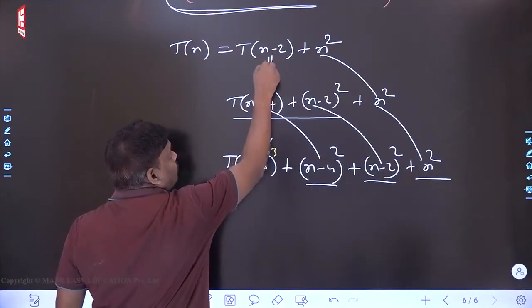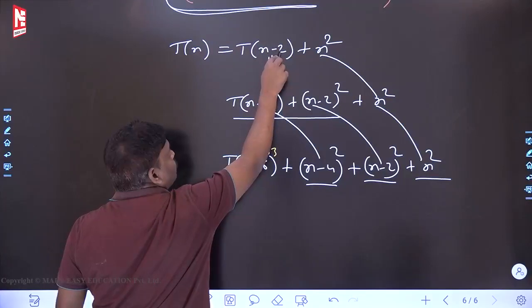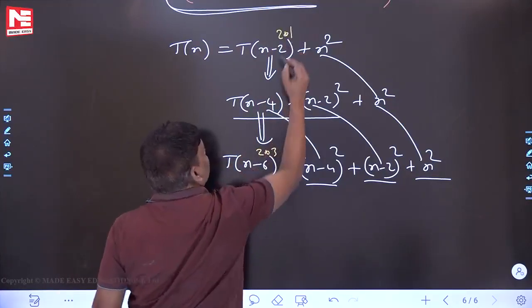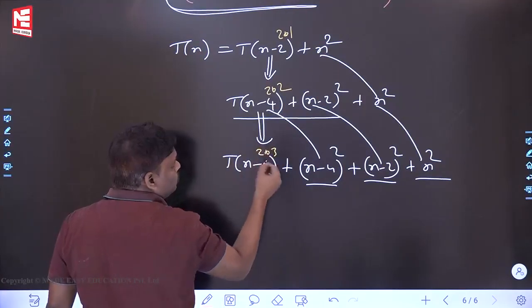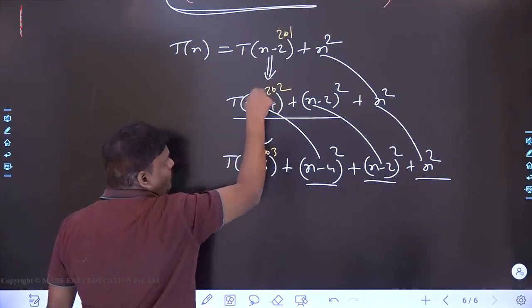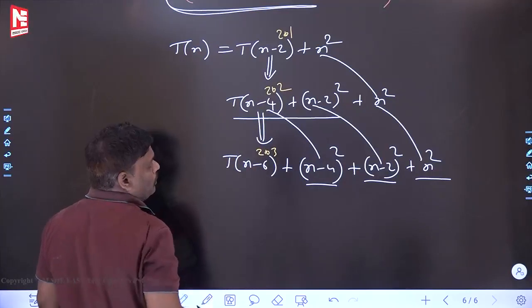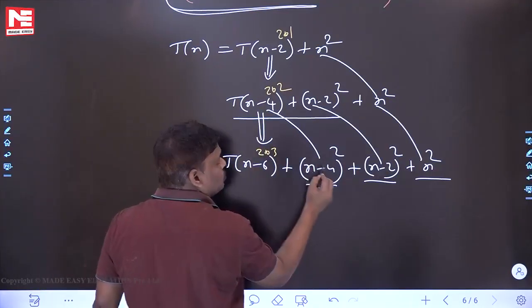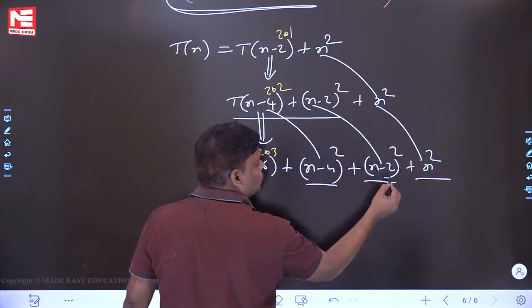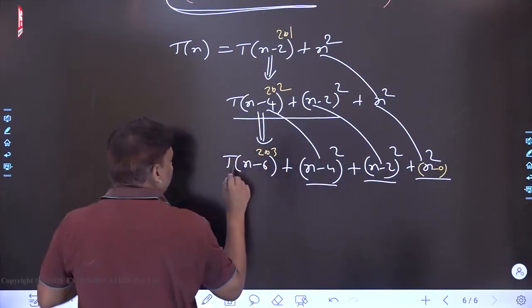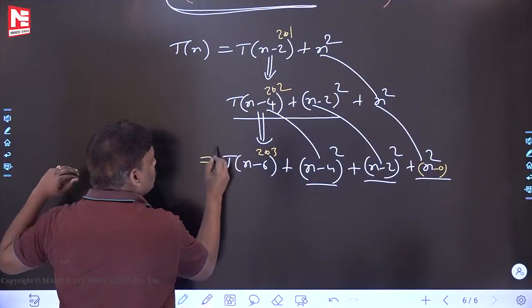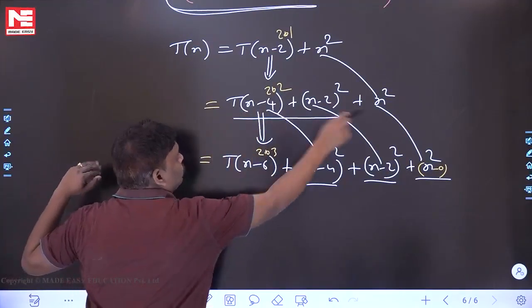You only say every time 2 is subtracting, right? First time 2 subtracted, 2 into 1. Second time, 1 more 2 subtracted, 2 into 2. Third time, 1 more 2 subtracted, 2 into 3. Because every time you subtract 2, the double will come. If it is 6, minus 2 is 4. It is 4, minus 2 is 2. It is 2, minus 2 is 0, right, like that.